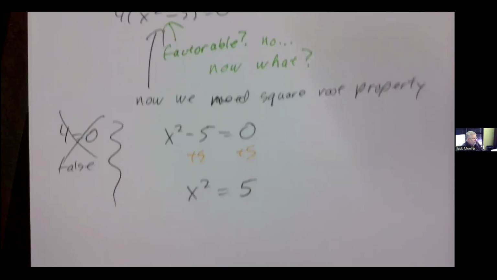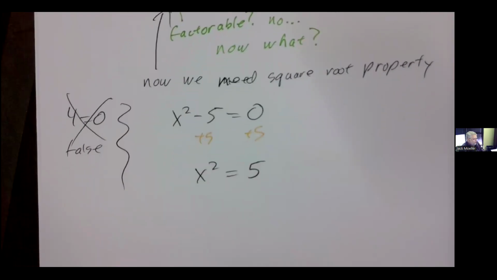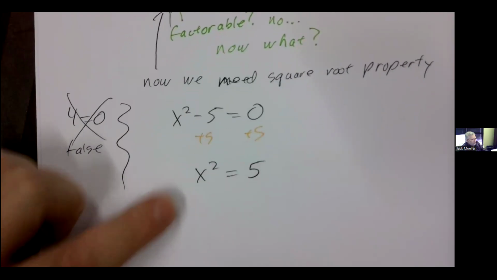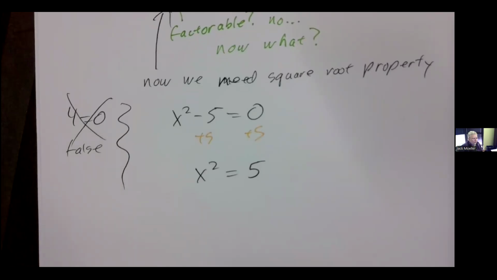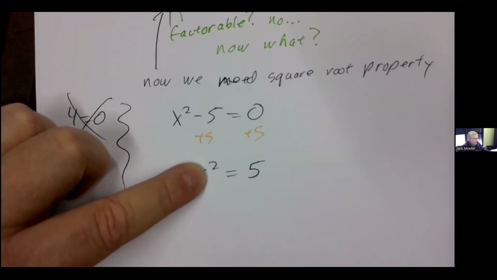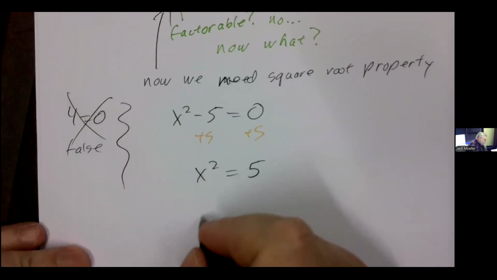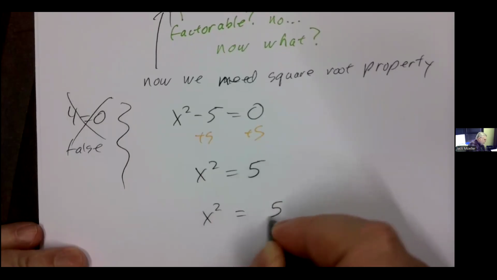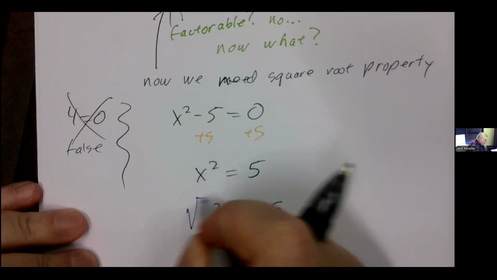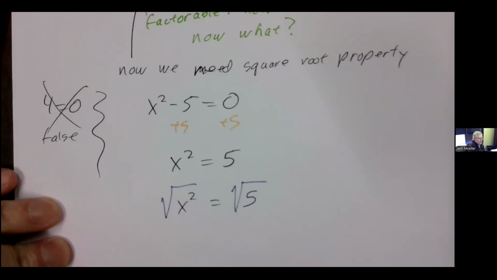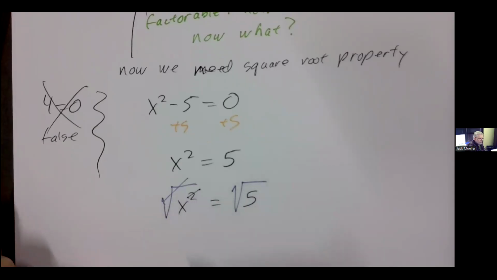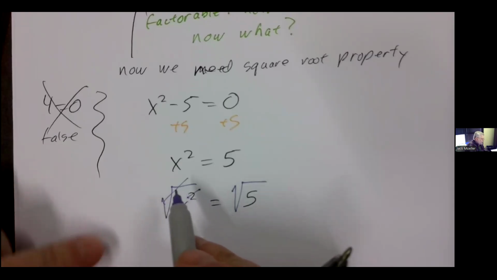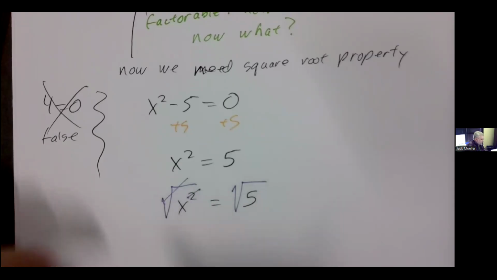Well, we're trying to solve for x. So how can we go from x squared to x? Well, what's the opposite of squaring something? The opposite of squaring something is taking the square root. The reason we do this is that square root and squared are opposite operations, so they cancel out. That's the whole reason we're doing this.